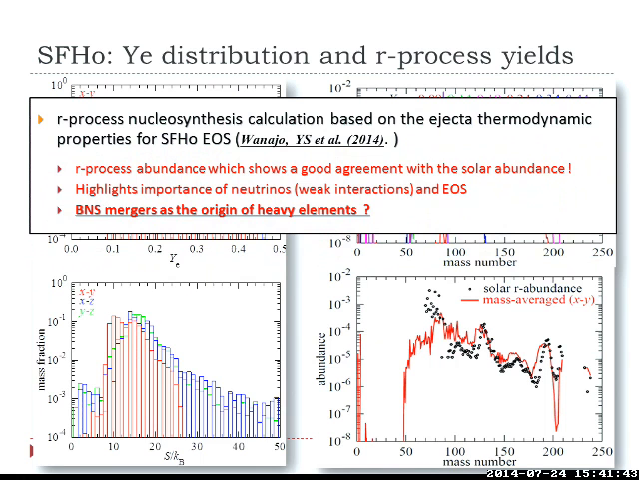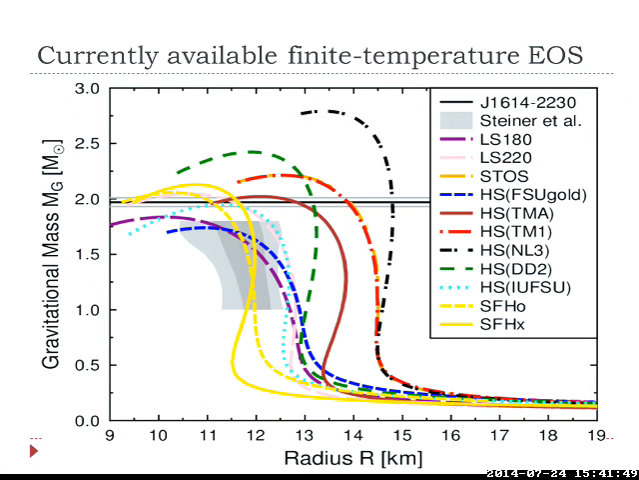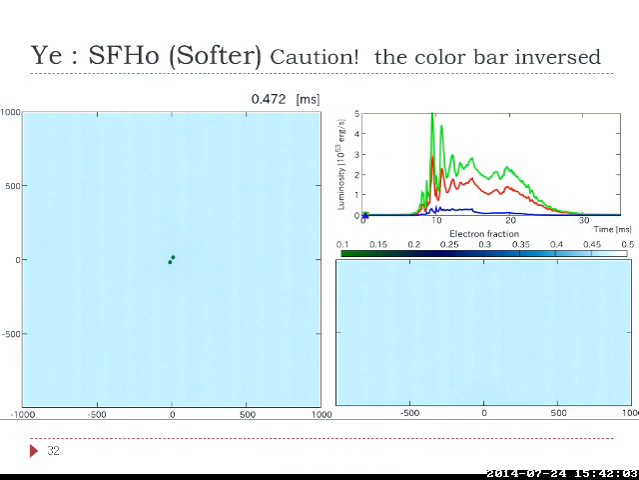We can reproduce this solar abundance pattern. And this is the summary, but the summary is not so interesting. I'll show you two animations. One is the result for the SFHO, and another one is the result for the DD2. First, I'll show you how the electron fraction evolves in the SFHO case.